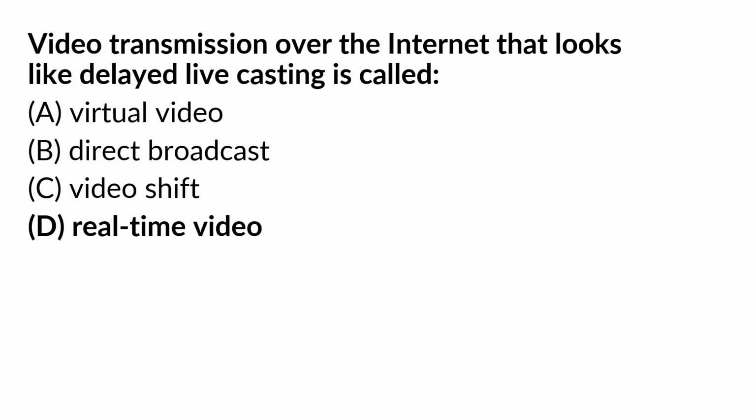Video transmission over the internet that looks like delayed live casting is called. So here in this question they ask you video transmission over the internet which looks like delayed live casting is called, for which the first option is virtual video, second one is direct broadcast, third one is video shift, and the last one is real time video.